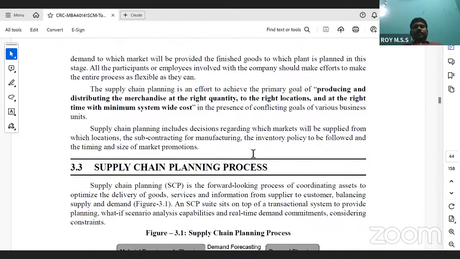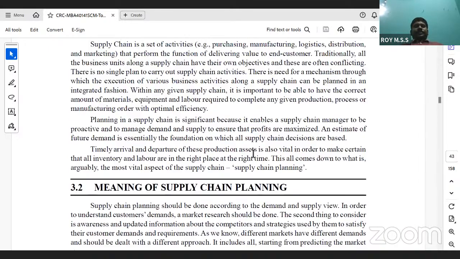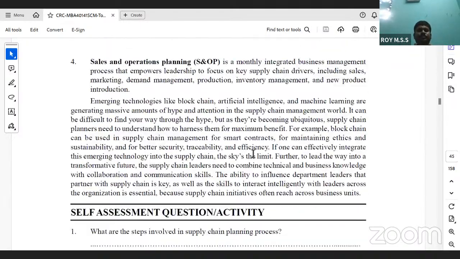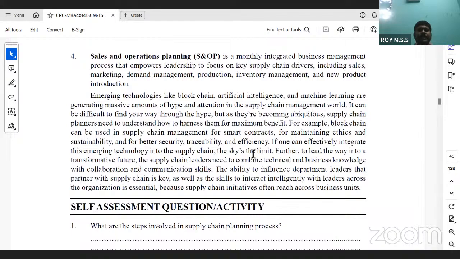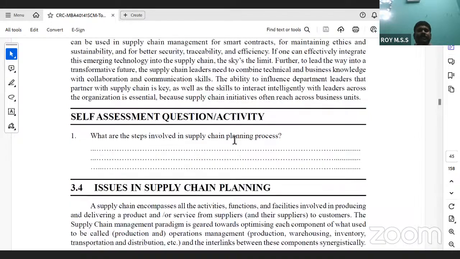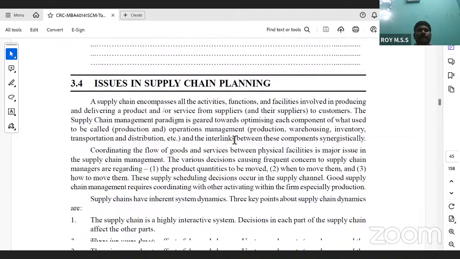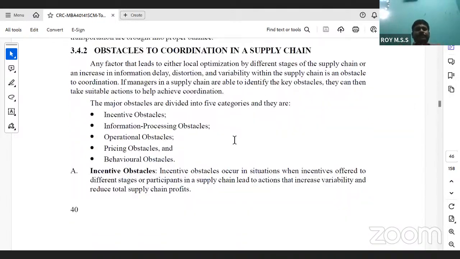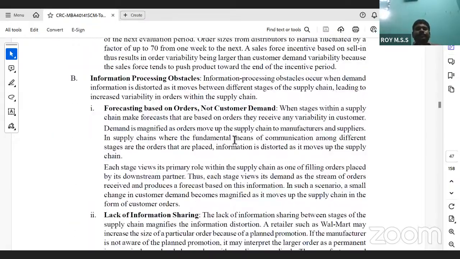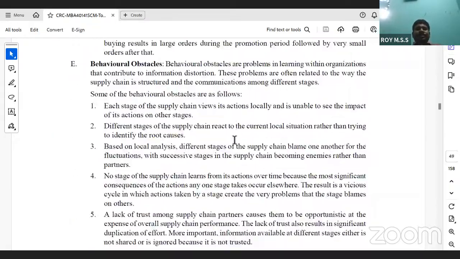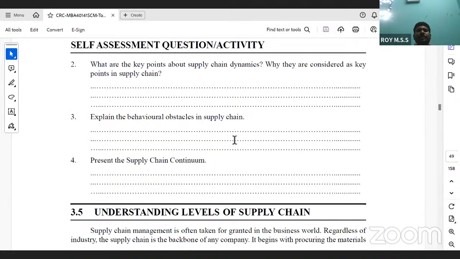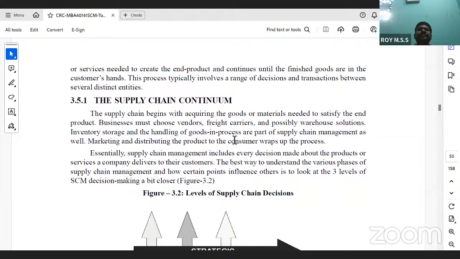Now let's go to the meaning of this. Next. These are all self-explanatory topics. I'm skipping them so that we can focus on the important things. Supply chain continuum. What is this?